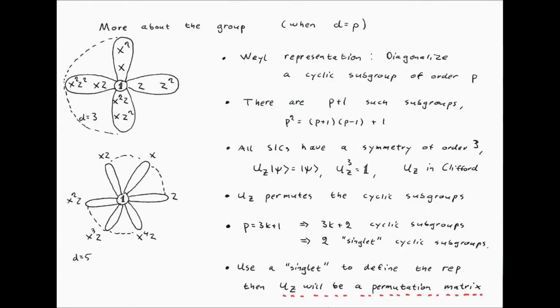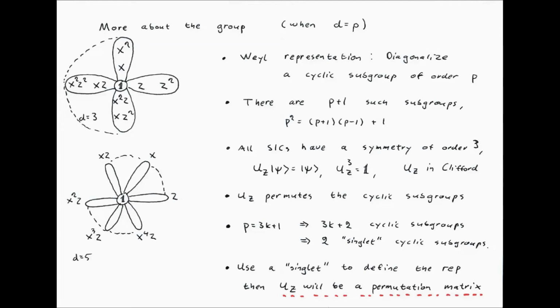Now I also told you that SICs have a symmetry of order 3 at least. This is called the Zauner symmetry. And the symmetry, remember that these group elements permute the elements in the Heisenberg group. That means that they also have to permute the cyclic subgroups. So here, in dimension 3, you can find such a symmetry operator which leaves this cyclic subgroup invariant and transforms the others into each other.